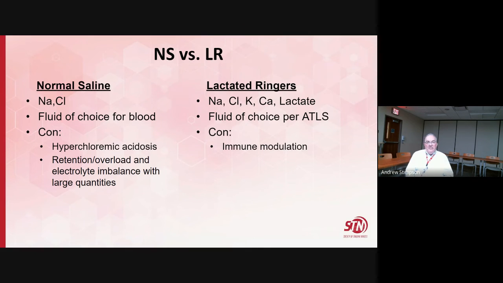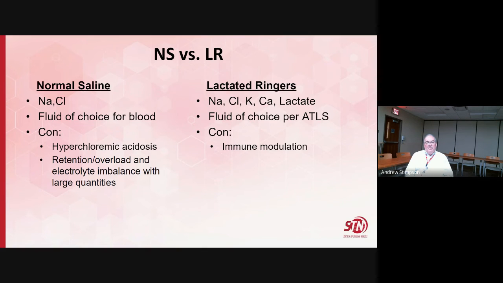Lactated ringers is the fluid of choice based on the Advanced Trauma Life Support guidelines. There's some question of whether it causes some immune modulation, although that's a little bit hard to prove in patients. It's had some indications that it does that in the lab. The one challenge with lactated ringers is because it's got calcium in it, at least in theory, if you're giving it as you're transfusing blood, it can precipitate with the chelating agents in the unit of packed red blood cells.